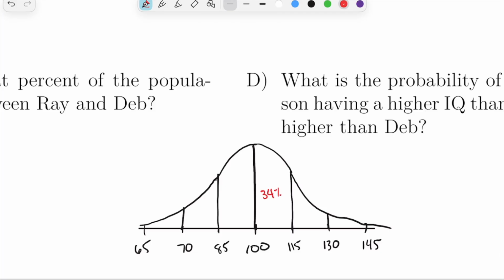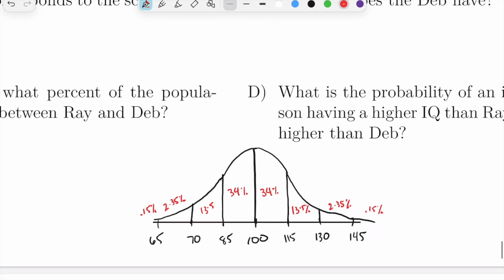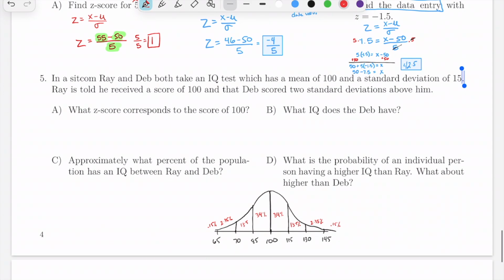I know this feels like this might be a lot of work on the front end of this, but it makes the rest of this problem very easy. So then we have 2.35% on the in those and 0.15% on the ends. Now that we have all these values put in, answering all these questions is going to be a piece of cake because we took the time to set this up.